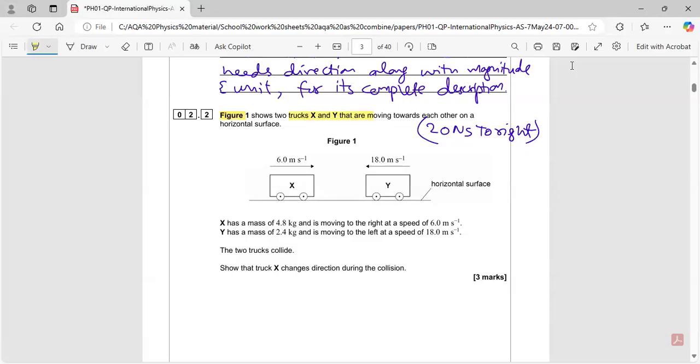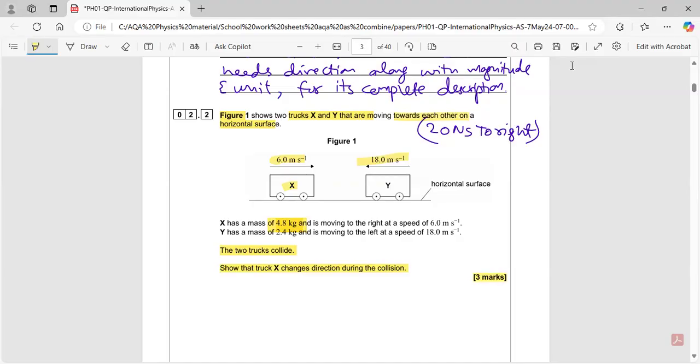So there are two trucks, X and Y, and they are moving towards each other like a head-on collision, one with 6 meter per second, the other with 18 meter per second. X has a mass of 4.8, and Y has a mass of 2.4, and their speeds are given. So Y is moving with greater speed, 18. That's why its momentum would be higher. The two trucks collided. Okay, show that truck X changes direction during the collision.